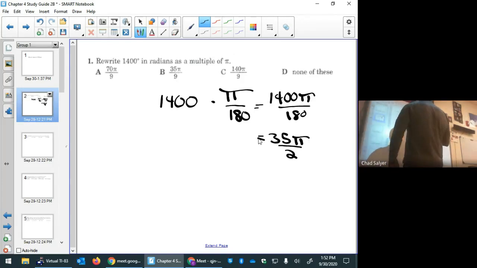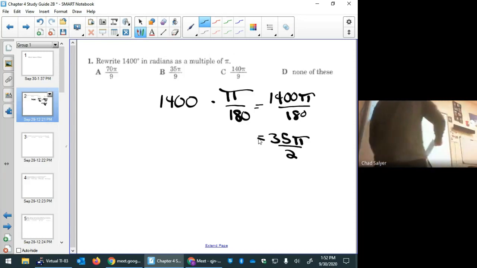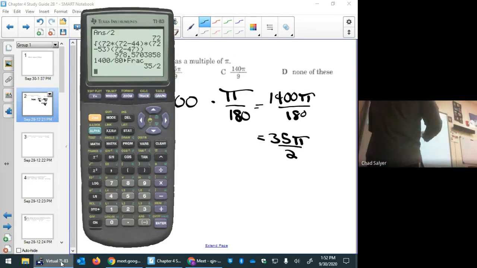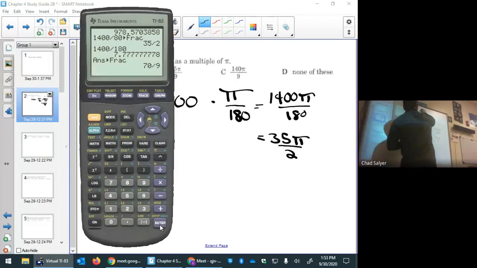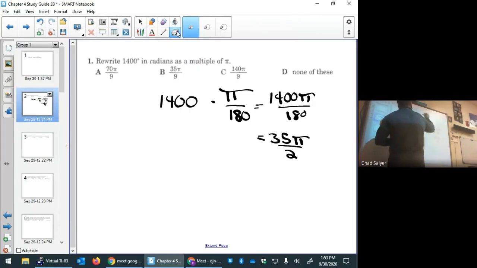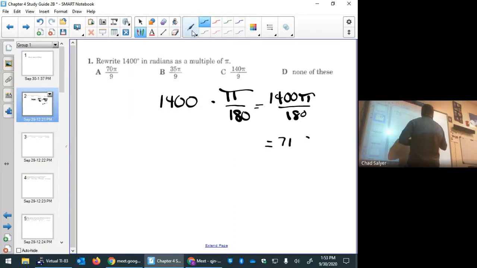And that looks like D, none of these. Let me double check if that's right. Hit the wrong button on the calculator. Oh, it should be 180. I forgot my 1. Fix that real quick. Careful with that. So 70 pi over 9, actually, is what it should be. Be careful with your calculator inputs. So that's A as in alpha.